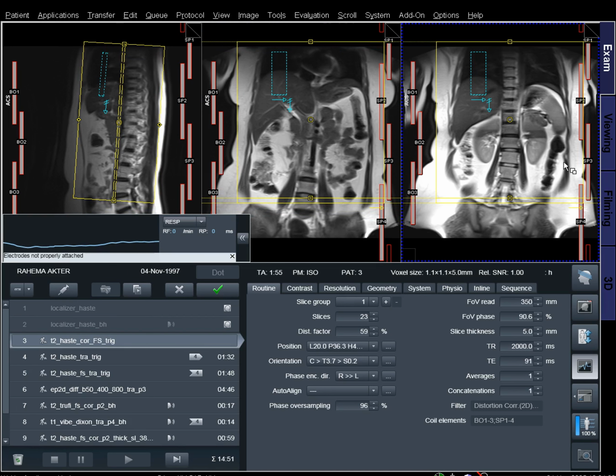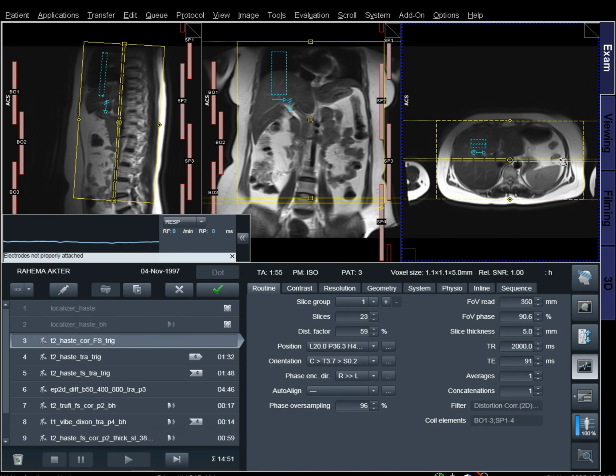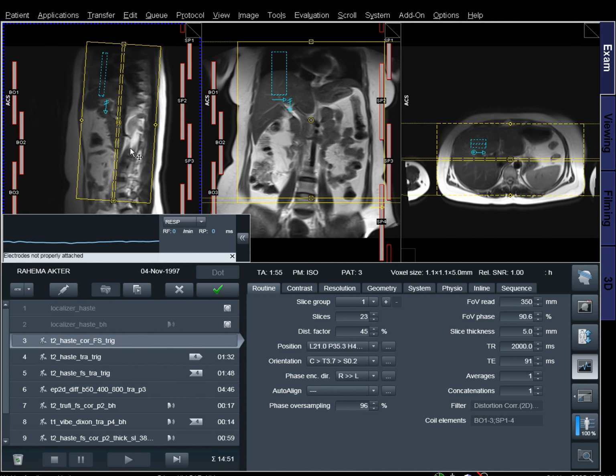T2 HASTE Coronal Planning. Plan the coronal slices on the axial localizer and position the block horizontally across the liver as depicted. Verify the position in the other two planes.